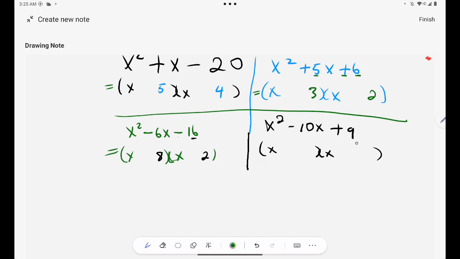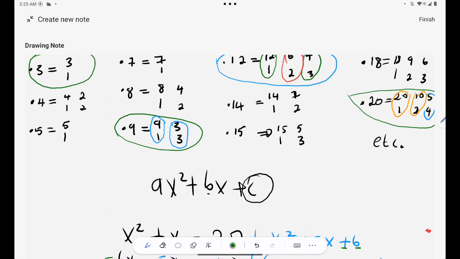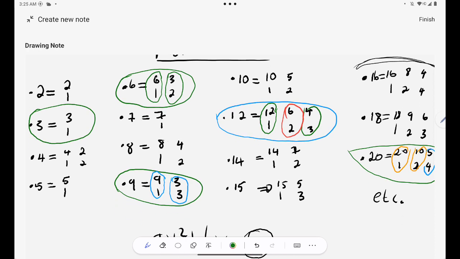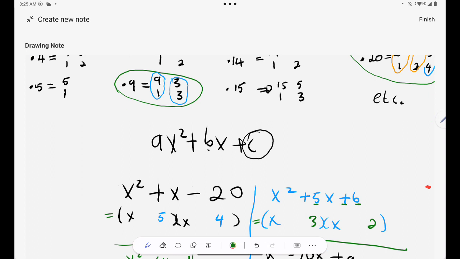How to read this thing? It says find the factors of 9 that when you add will give you 10. Go straight to 9, look for the factors. Here is 9 there. The factors are 9 and 1.